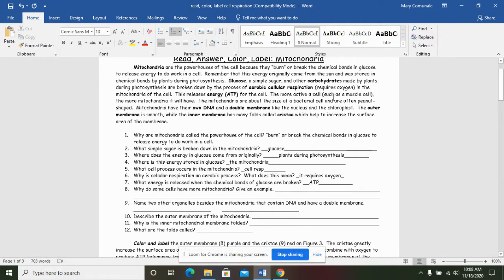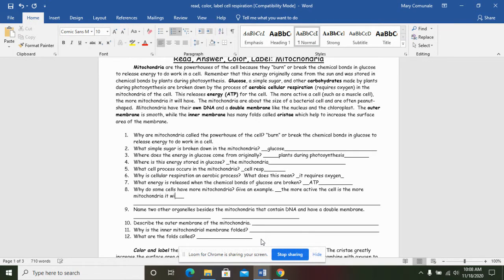Why do some cells have more mitochondria? The more active a cell, such as a muscle cell, the more mitochondria it will have. Okay, so the more active the cell is, the more mitochondria it will have, and a muscle cell would be an example.